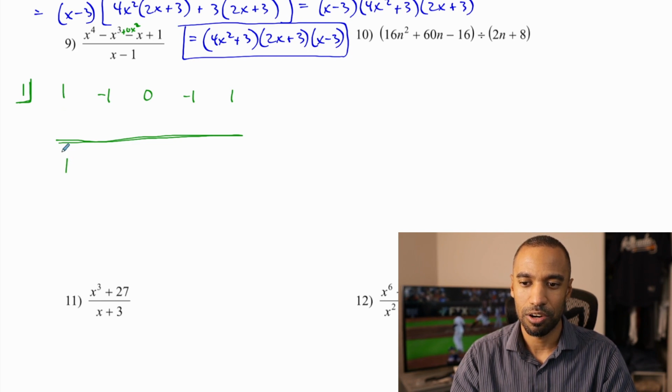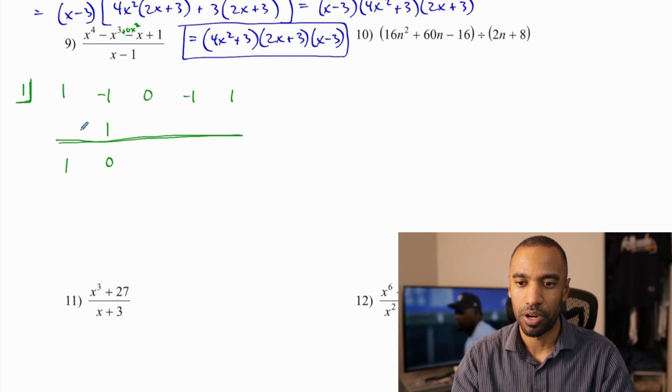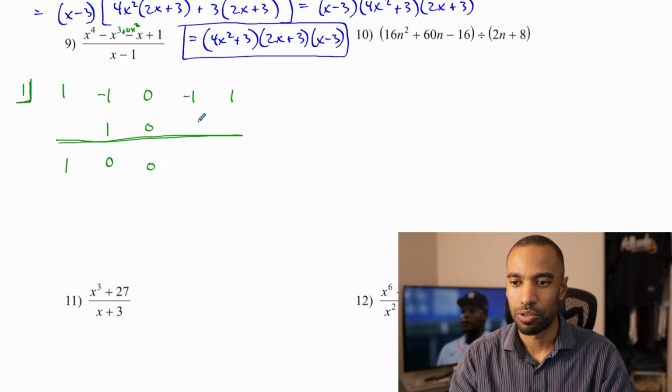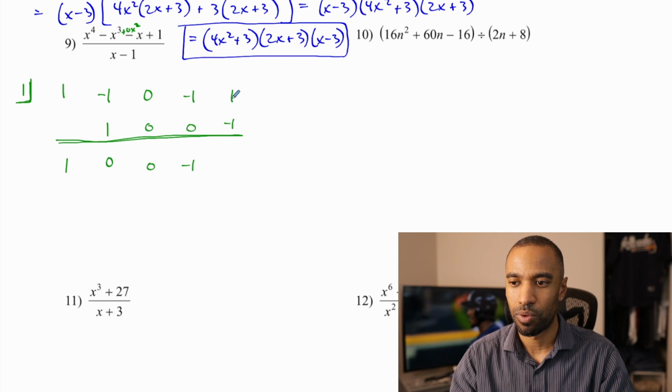Bring this 1 down, multiply it by 1, you get 1. Negative 1 plus 1 is 0. 0 times 1 is 0. 0 plus 0 is 0. 0 times 1 is 0. Negative 1 plus 0 is negative 1. Negative 1 times 1 is negative 1. 1 plus negative 1 is 0.